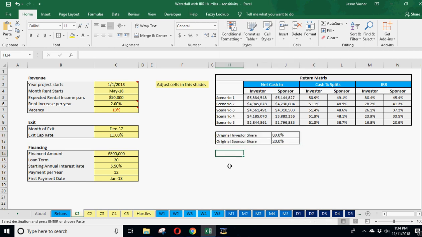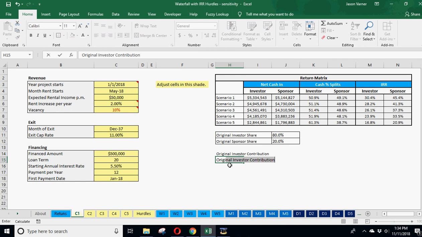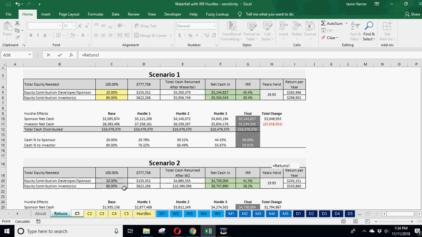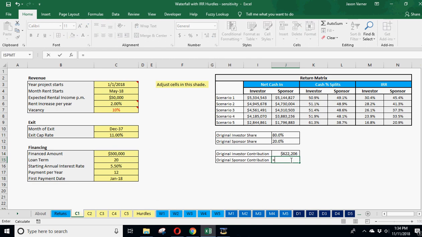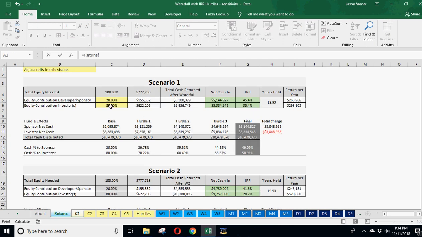So we could do original investor equity, or no contribution, original sponsor contribution. So let's put those in there as well. And then you could see it's going to be the same for every one of them, whatever it might be based on the assumptions, but it will change simultaneously.